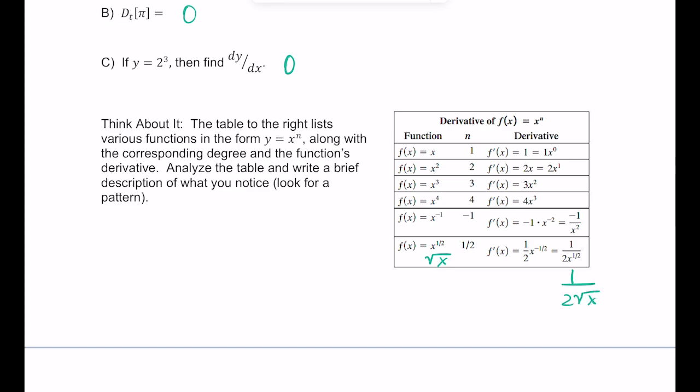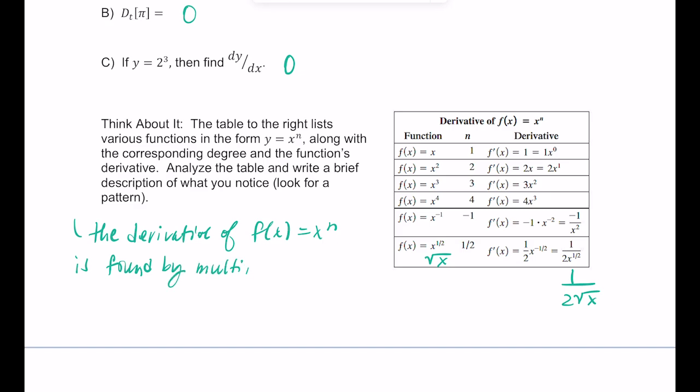Okay, so the derivative of f of x equals x to the n is found by multiplying by the exponent n and decreasing the exponent on x.